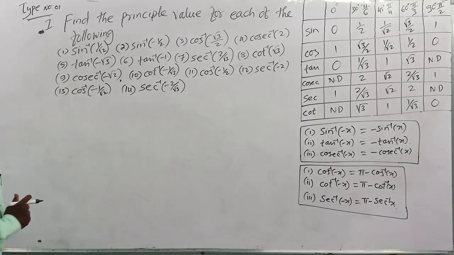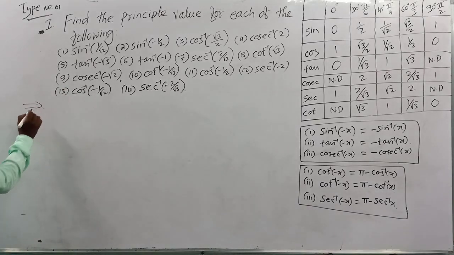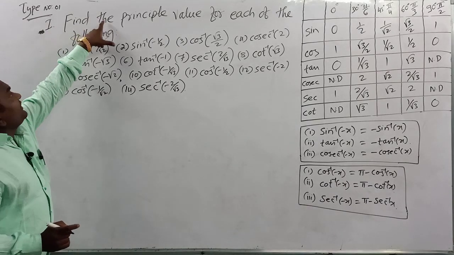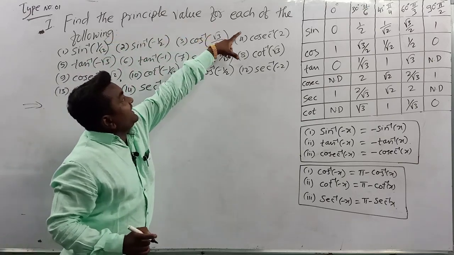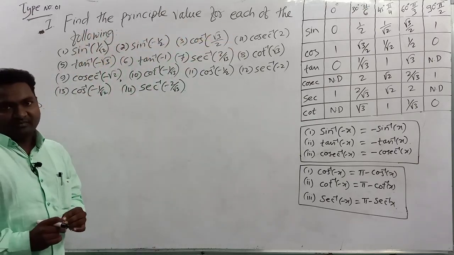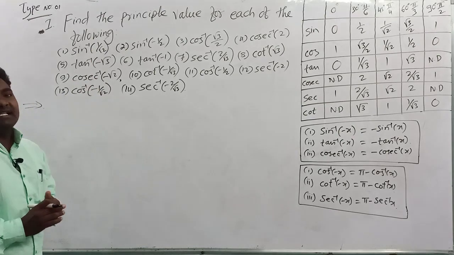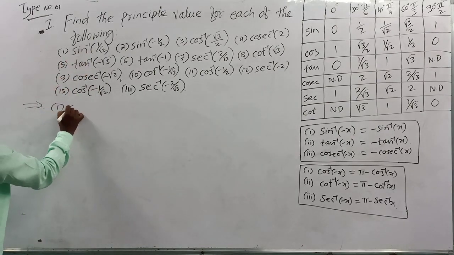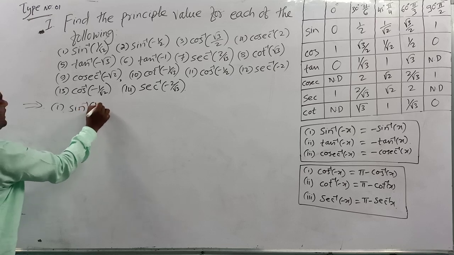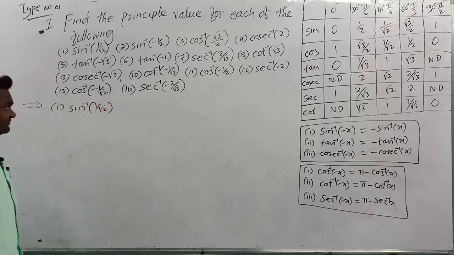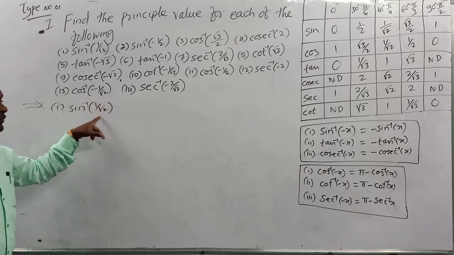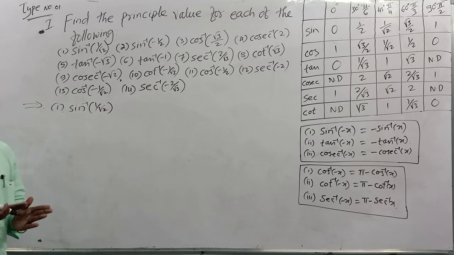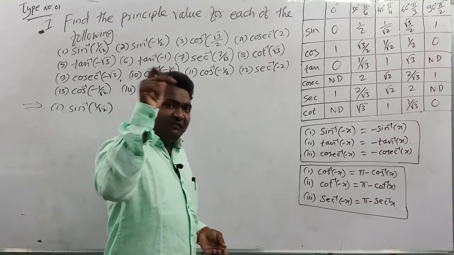Now take down the first problem. Find the principal value for each of the following. The first problem is sine inverse 1 by root 2. So sine inverse 1 by root 2 is equal to how much? I have explained this in the first video.